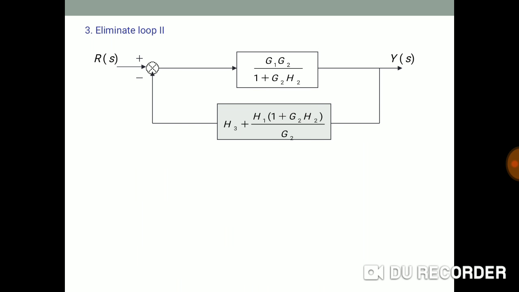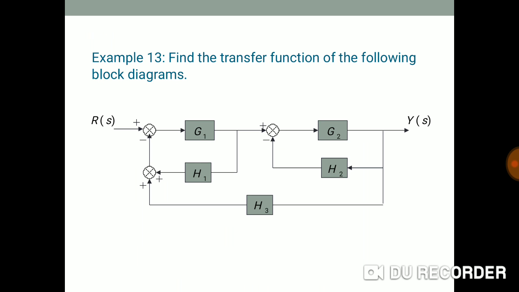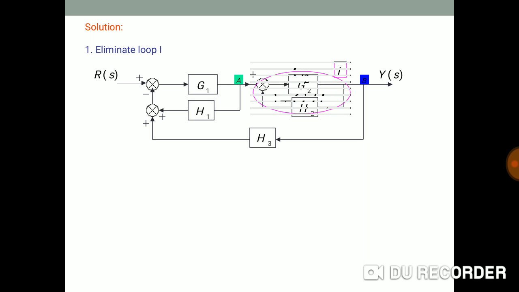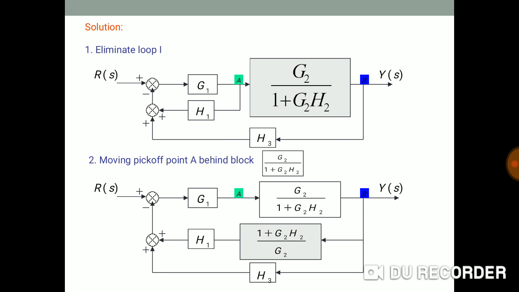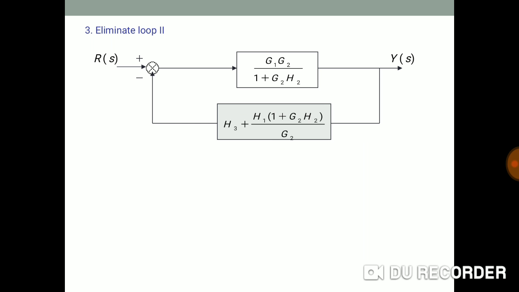Then we'll eliminate those two loops. Here it is. These two, here it is, we'll eliminate. This is the multiplication of the G1 with this next block. So we'll get this. And finally here it is a feedback. We are going to use the same formula for the feedback. G of s is nothing but the first upper block in the forward path, and H is nothing but the block in the feedback path. Here it is a minus, so in the equation we have to use the plus, and it means G of s divided by 1 plus G of s into H of s.